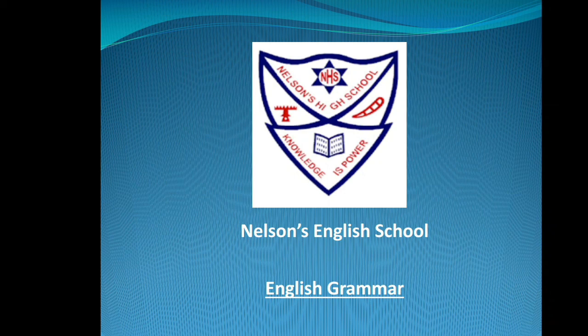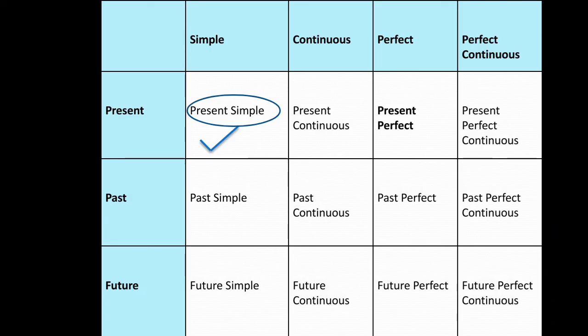So let's begin today's session by looking at this chart. You can see that I have already circled present simple. Why? Because we've already completed this particular tense, and in our last lecture we learnt about present continuous. So that is also done. Today let's look at the present perfect tense.